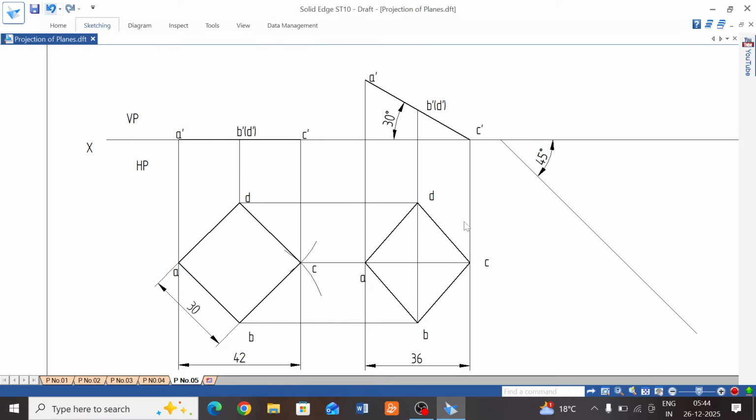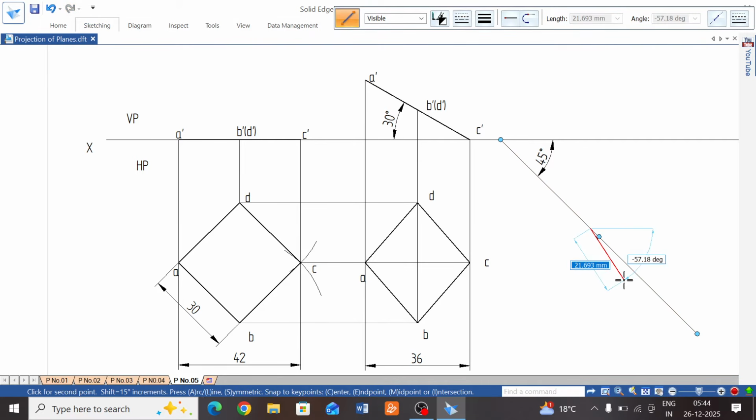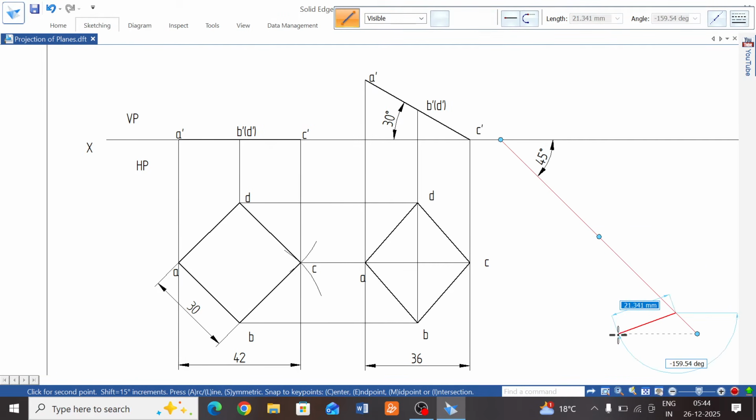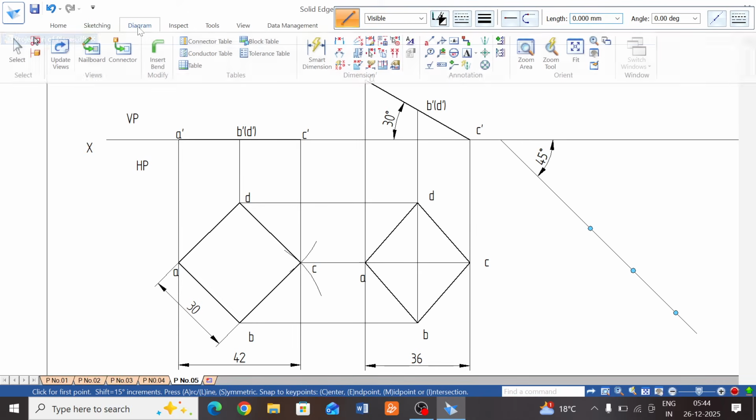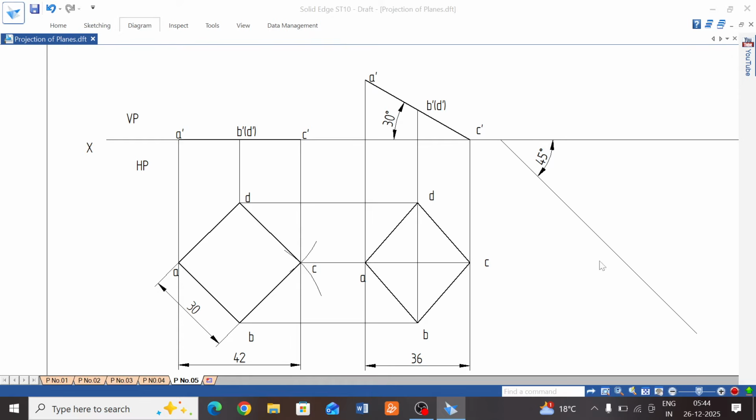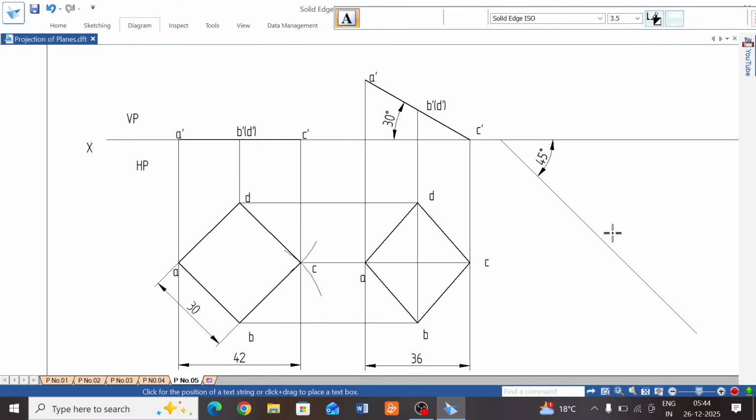Taking scale. First point is somewhere you take downwards. 42 mm, measure it 4.2, and on those 45 degree line you mark it and name the points. Name it. Okay, here is A. One point is A and another point is C.